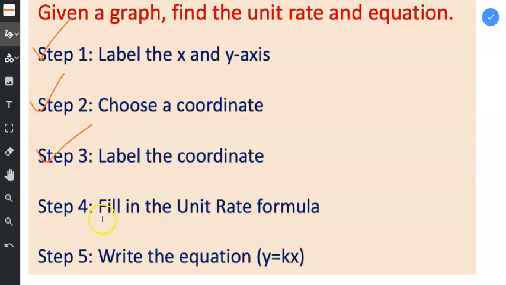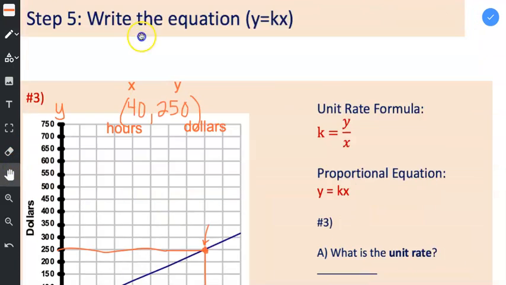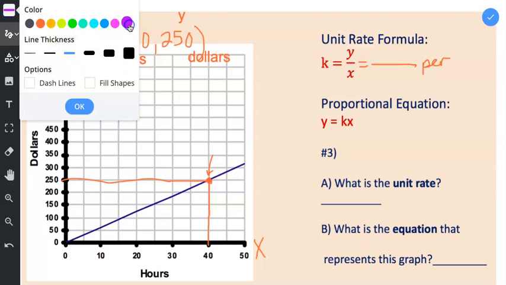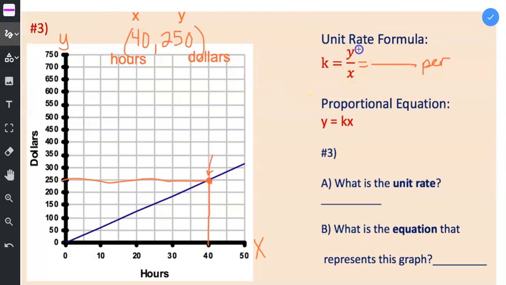Step 4, fill in the unit rate formula. All right, let's go do that. So I write equals, I draw a fraction bar, I write the word per to pair with a fraction bar. And then from there, I'm going to grab a new color. And I'm trying to find the y value. And the y value is the $250. So I grab the typing tool and I type $250.